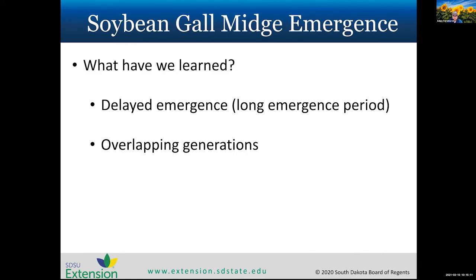So from all of this work, what have we learned so far about their emergence? Well, they emerge over a very long period of time. And in some cases, like I mentioned, the next generation is actually coming out of soybean, while the first one can still be emerging from the soil. So very long emergence period. And as I mentioned before, they have overlapping generations, which can make it a little bit trickier. But when we're sampling from the soil, we know that we aren't getting the next generation, because those can't get down into our soil beneath our traps. So that's also why we make sure we are using those.